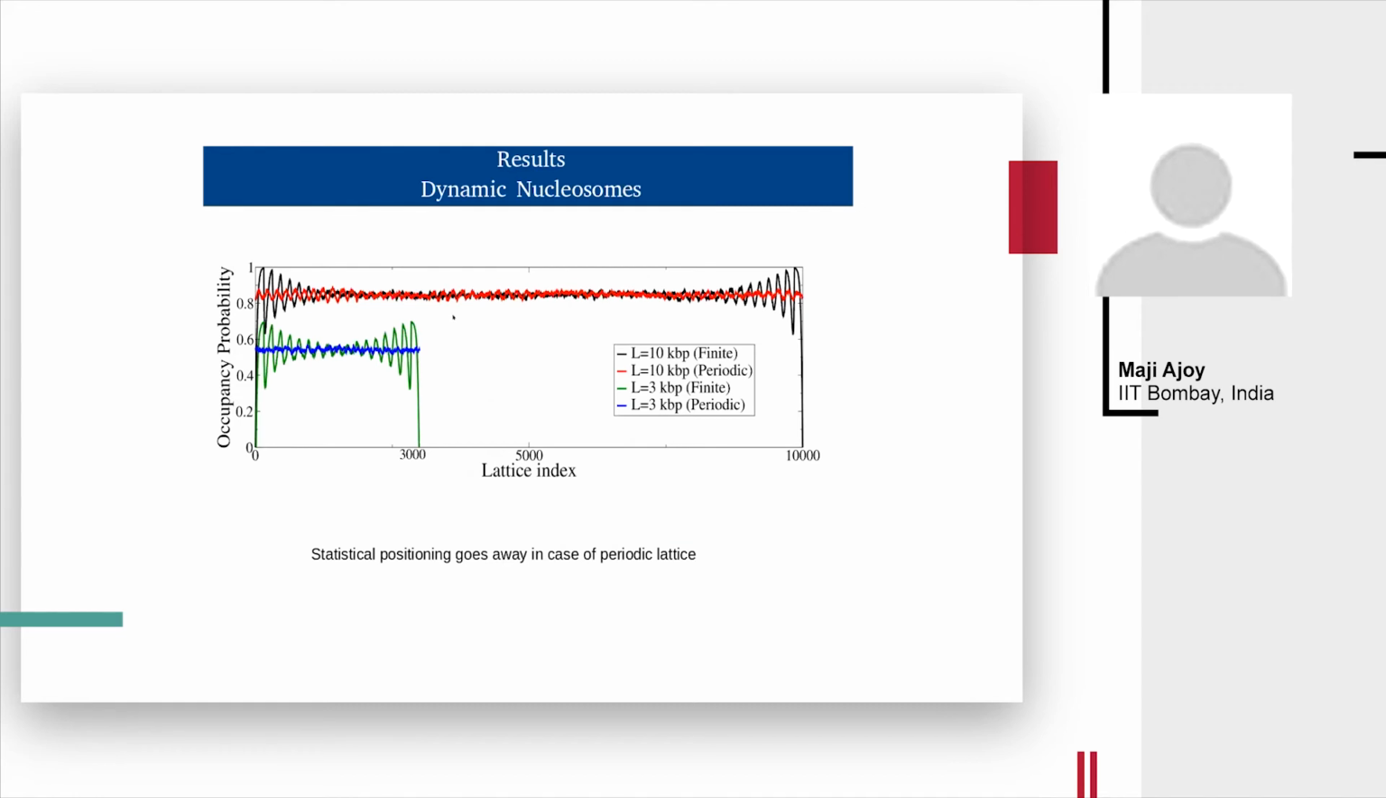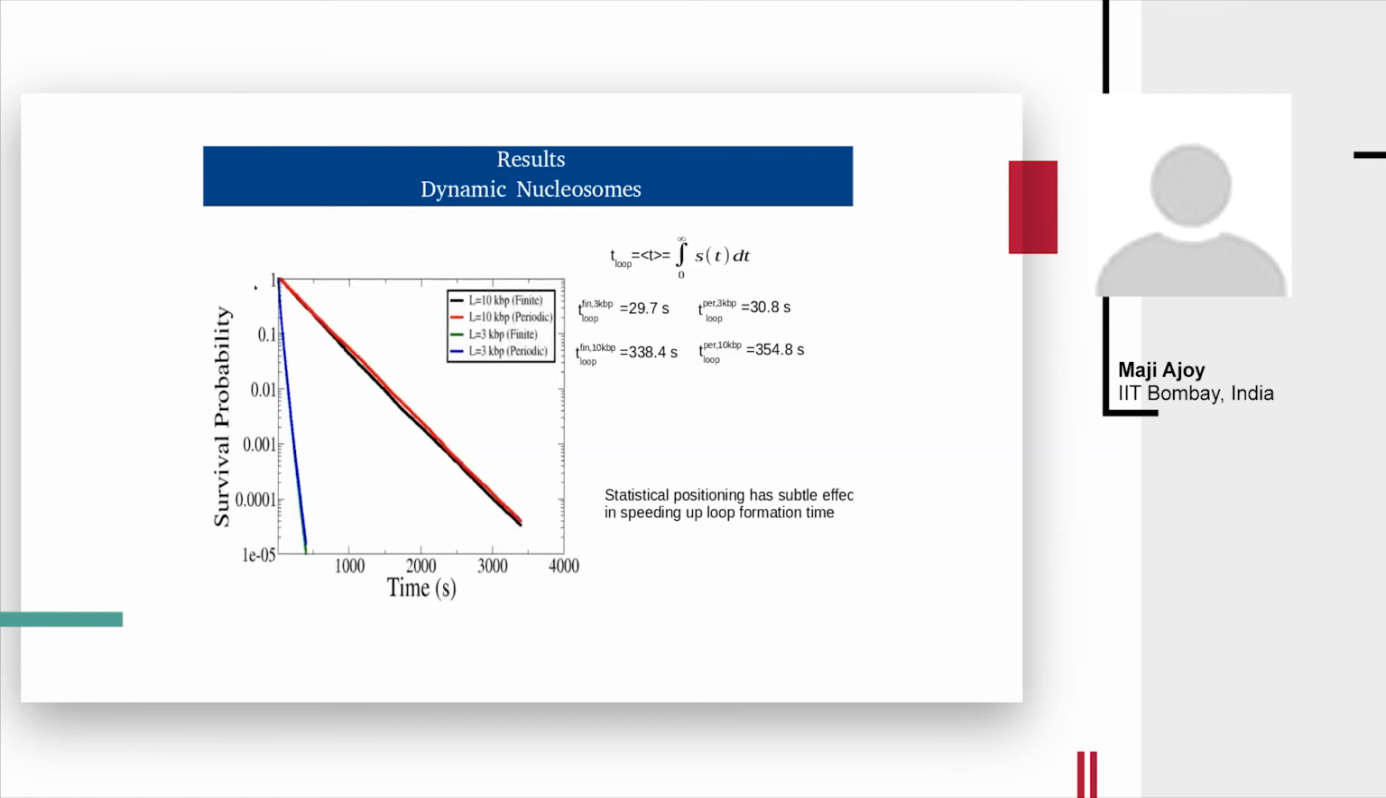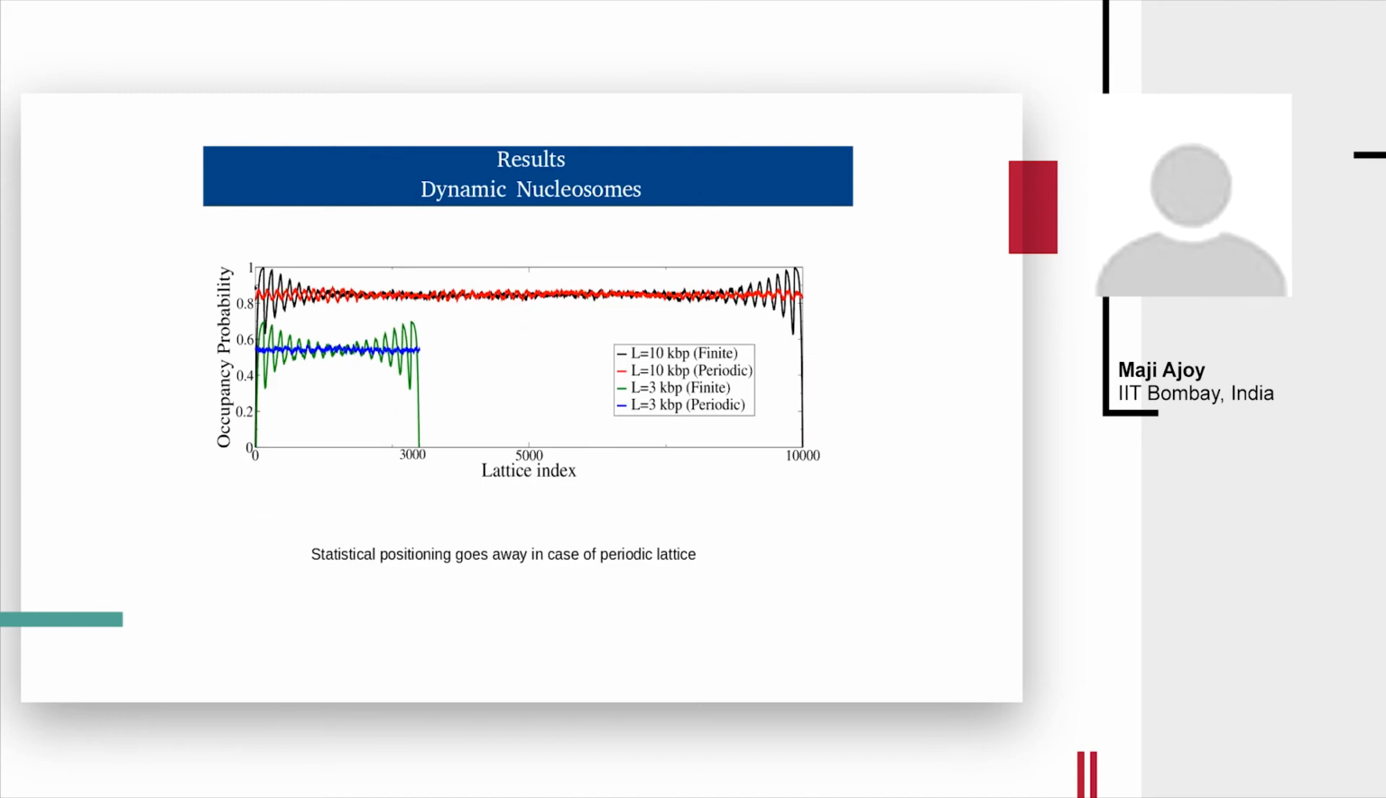So next, what we wanted to see is whether this speeding up in loop formation time in case of dynamic nucleosome is because of the dynamicity of the nucleosome itself, or whether statistical positioning of nucleosome has any effect or not. It is well known that stochastic binding and unbinding of nucleosomes results in an oscillatory occupancy profile around the fixed boundary protein, which is called the statistical positioning of nucleosome. And here this black oscillation represents the statistical positioning of nucleosome in case of a 10 kilo square finite lattice, which has two fixed boundaries.